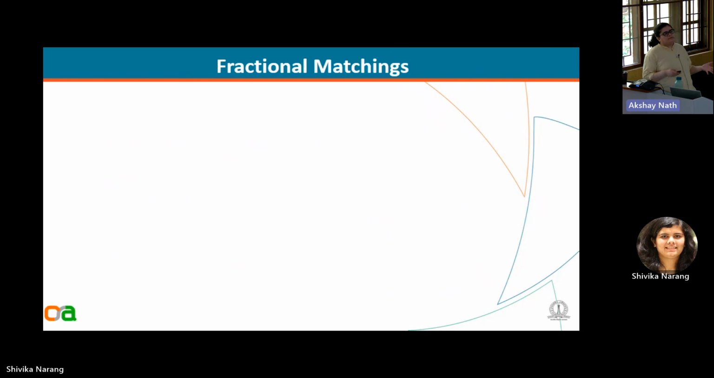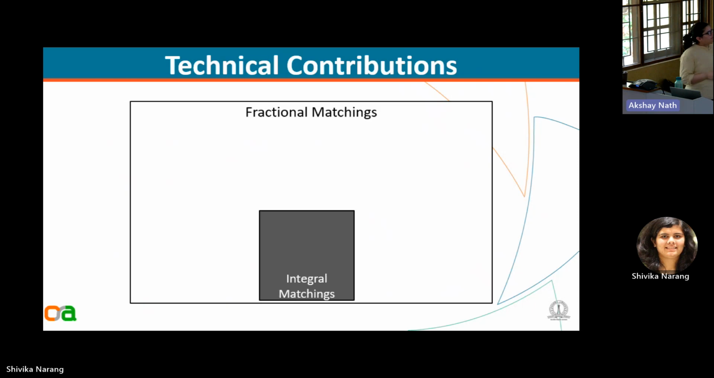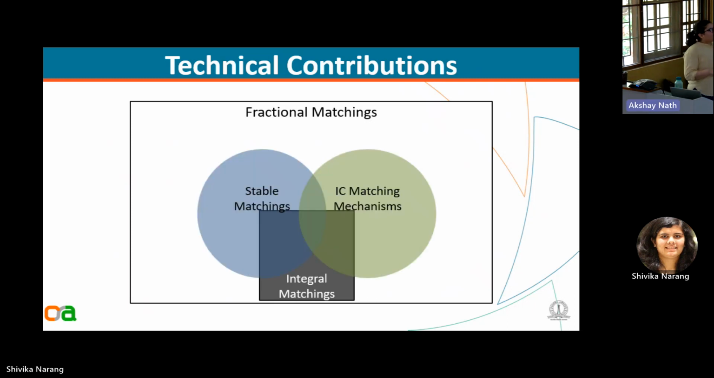So fractional matchings, again, not very well studied, but they're very natural for a lot of standard real life settings. And what we do is, instead of just focusing on integral matchings, we expand our space to things that are fractional. And now we are looking for stable matching mechanisms that are incentive compatible.